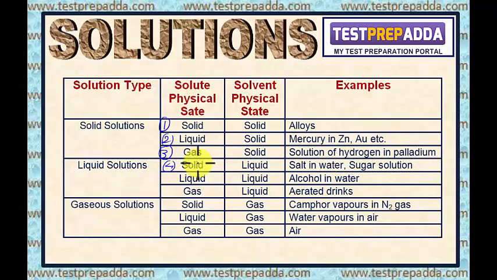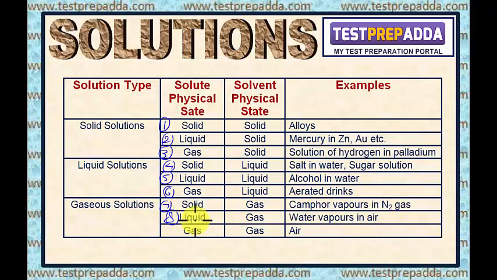Fourth, solute solid and solvent liquid. Example, salt in water, sugar solution. Fifth, solute is in liquid state and solvent is in liquid state, alcohol in water. If the solute is in gaseous form and solvent is in liquid state, this is the sixth one. Example, aerated drink. Seventh, solute is in solid state, solvent is in gaseous form. Example, camphor vapors in N2 gas.